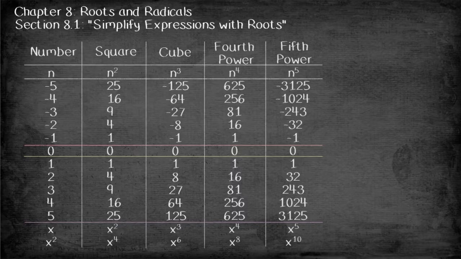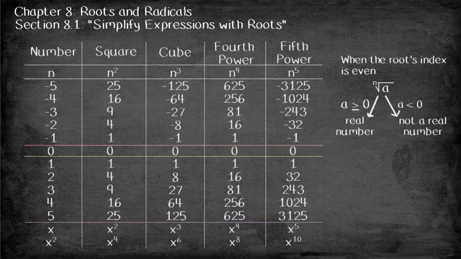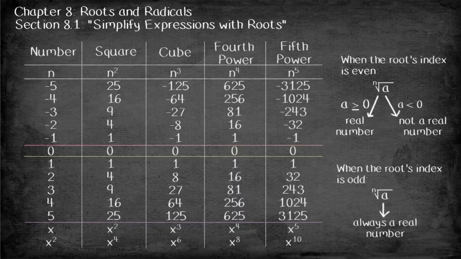So what does this tell us? When we have the index of the root, n, being even, if the number inside of the radical symbol is greater than or equal to 0, we get a real number. But if it's less than 0, if it's negative, then we don't. So we can't take the square root of a negative number, 4th root of a negative number, 6th root of a negative number, and so on. When the root's index is odd, anything goes. It can be positive or negative. You'll always get a real number back.